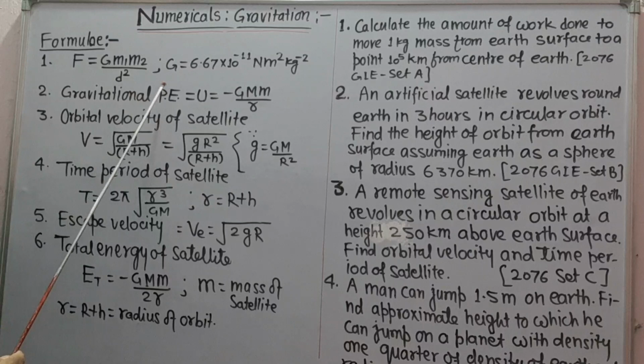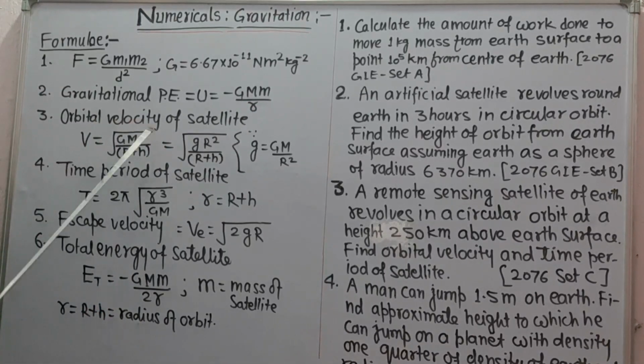Second formula, gravitational potential energy, which is denoted by U, is equal to minus G M m upon r, where capital M is mass of earth, small m is mass of object at distance small r from the center of earth.